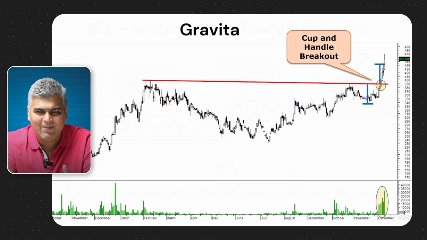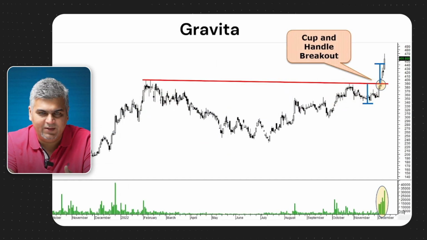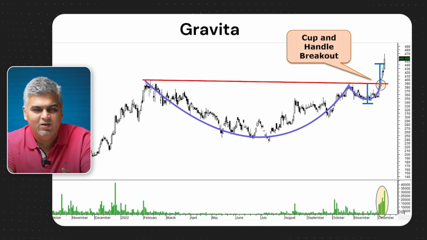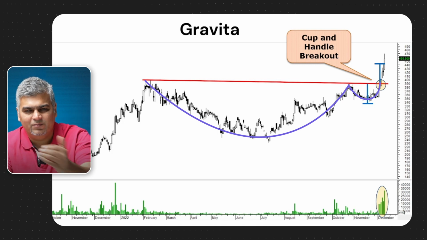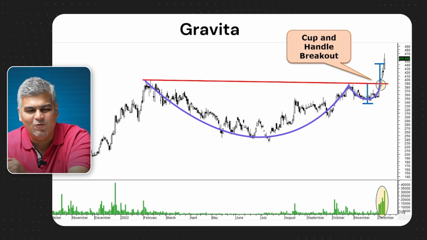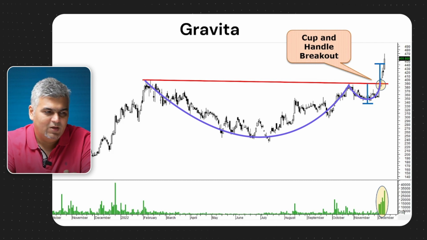Now we take another example of a small cap company called Gravita India. What is interesting in this case? It's a classical cup and handle formation. Why do I say classical? Because the tops are almost the same. What is not classical? A top is at 100, another is at 95, another is at 93, a mildly upward sloping one. Out here it is as flat as it can be.